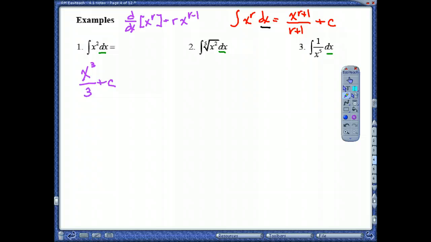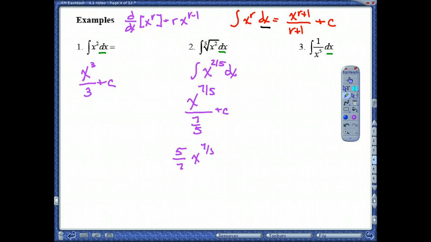So number 2, I have to rewrite it first. The 5th root of x squared is x to the 2/5. Never write your integral without your dx. So when I add 1 to the exponent, that's going to be x to the 7/5 divided by 7/5. But when I divide by 7/5, that's multiplying by 5/7. I still have that plus constant.